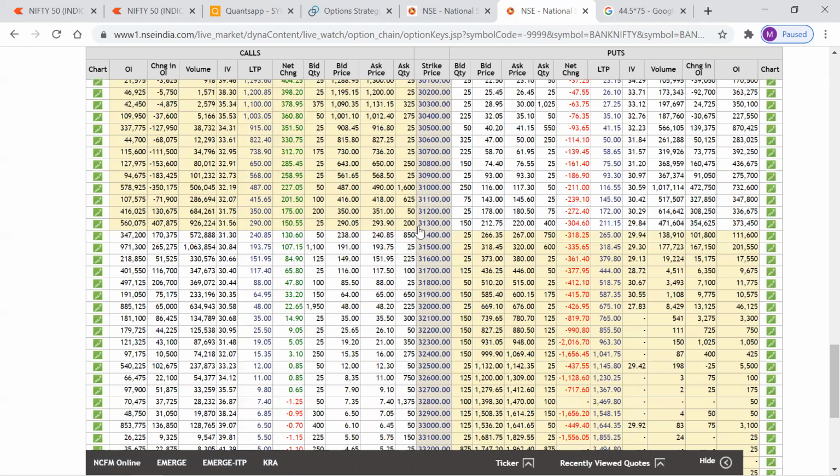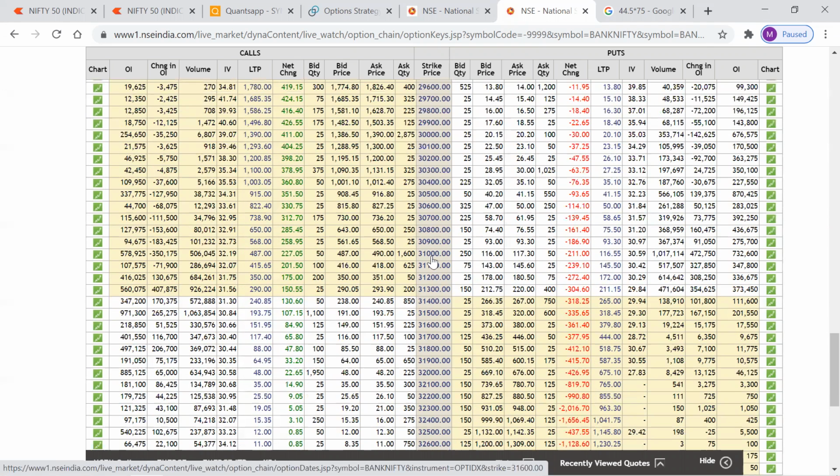At the money is nothing but the strike price which is closer to the last traded price of Bank Nifty, which is nothing but 31,300 and 31,400. So these two are at the money strike prices.